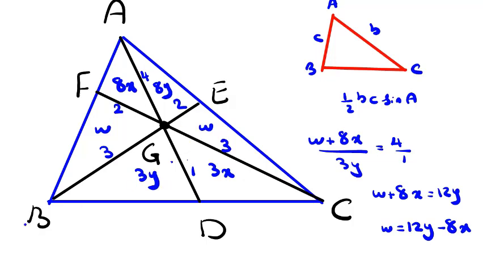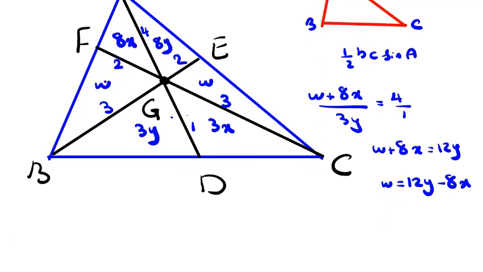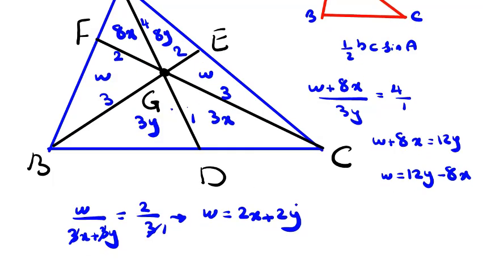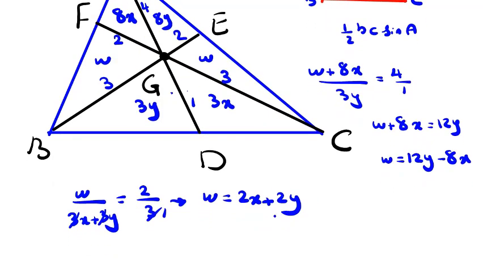Another thing that we can say here is W here is 3y plus 3x. So we can say W over 3x plus 3y is 2/3. So we can multiply both sides by 3. So then we have W equals 2x plus 2y. I want to write all things in terms of x. So here is 2x, 2y.